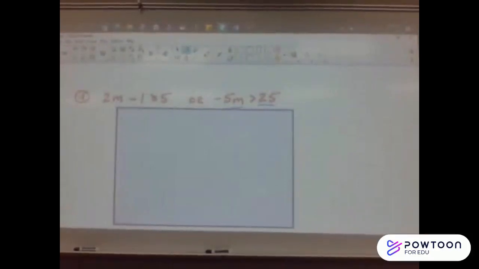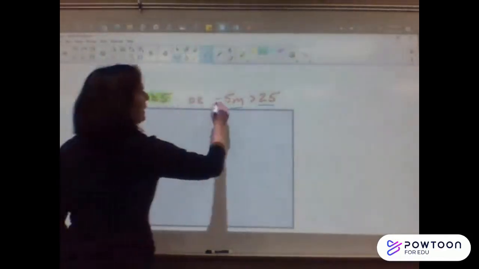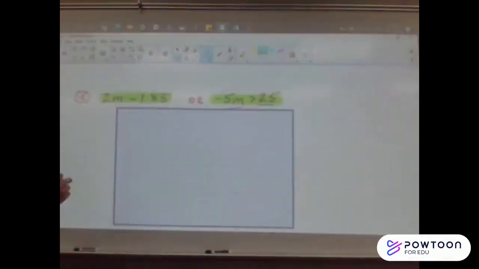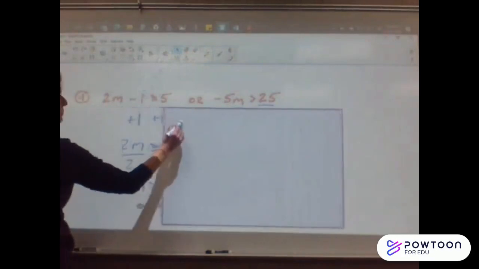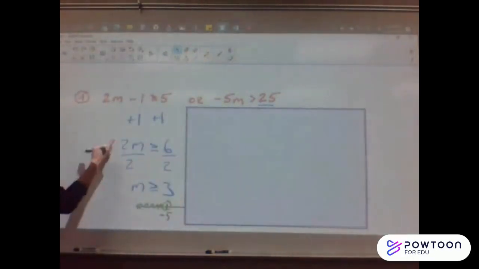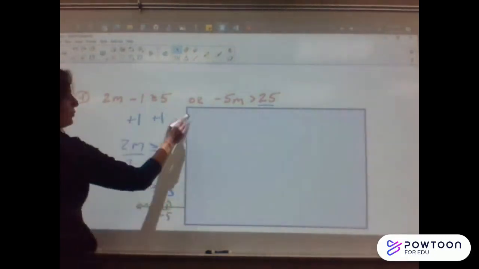Okay, to solve a compound inequality with an OR, it's like we have two separate equations here. We have this equation and we have this equation. Just solve each one separately. So when we solve the first equation, we add 1 to both sides, divide by your 2, and m is greater than or equal to 3.